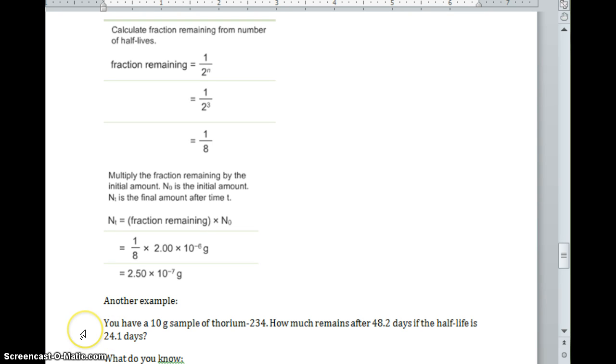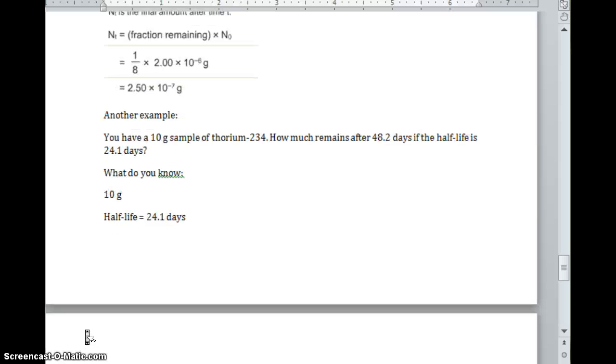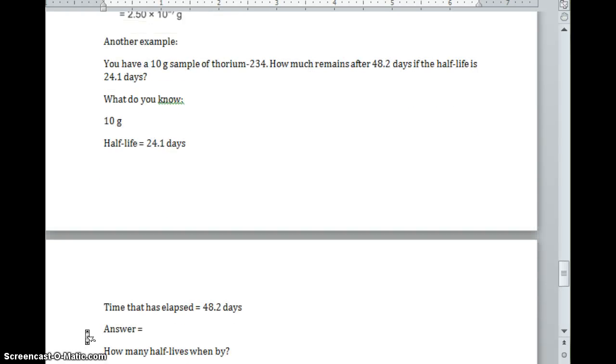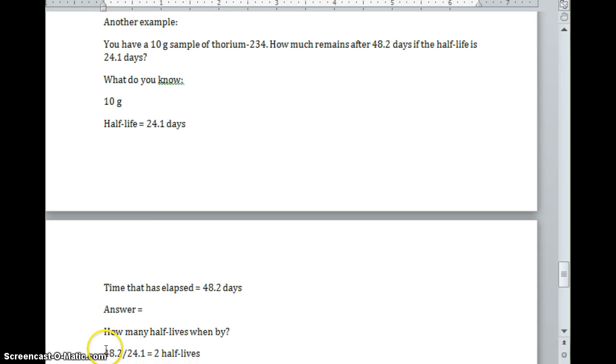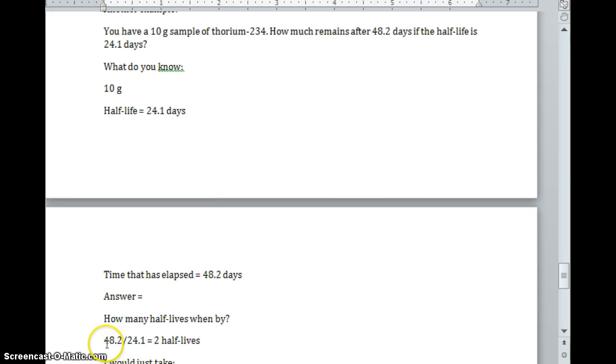Another example. You have 10 grams of thorium-234. How much remains after 48.2 days if the half-life is 24.1 days? Okay, finding how many half-lives went by is the same. So hit pause, try and do that. I wrote down everything I know. How many half-lives? I take how much time went by divided by how long each half-life is. So I know there's 2 half-lives.